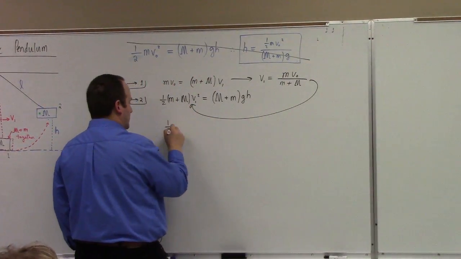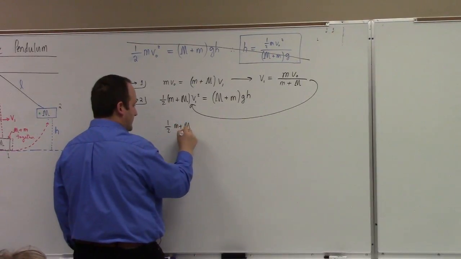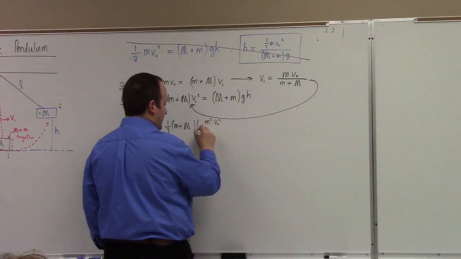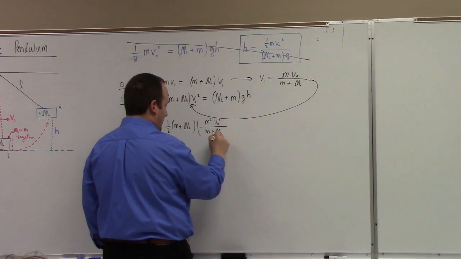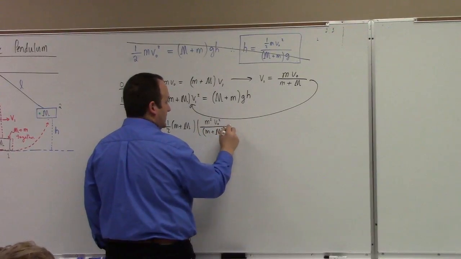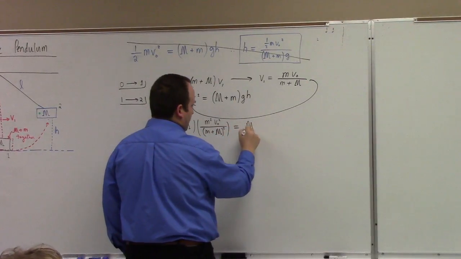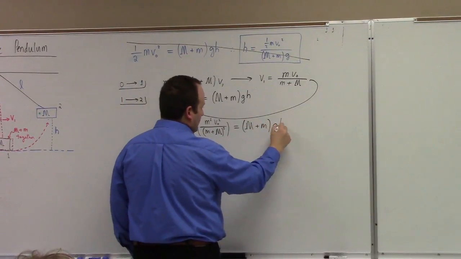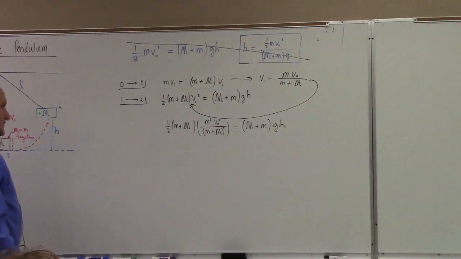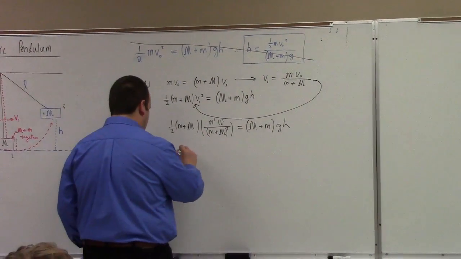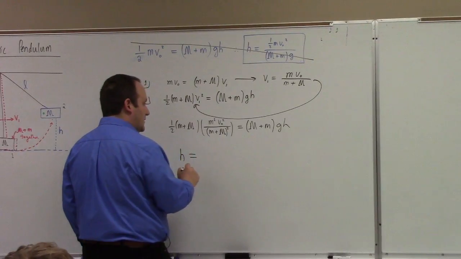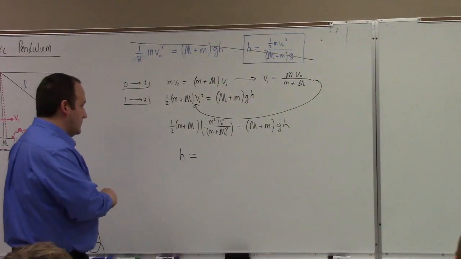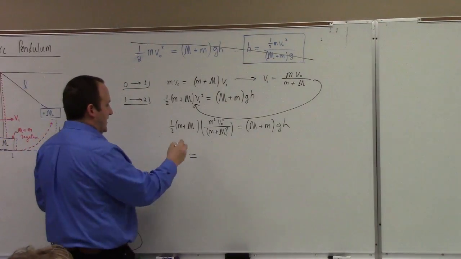Like so. 1/2 (m plus M) times m squared v naught squared divided by (m plus M) squared is equal to (m plus M) g h. Now I got to solve for h. h is equal to then... looks like we can cancel out the m plus M.